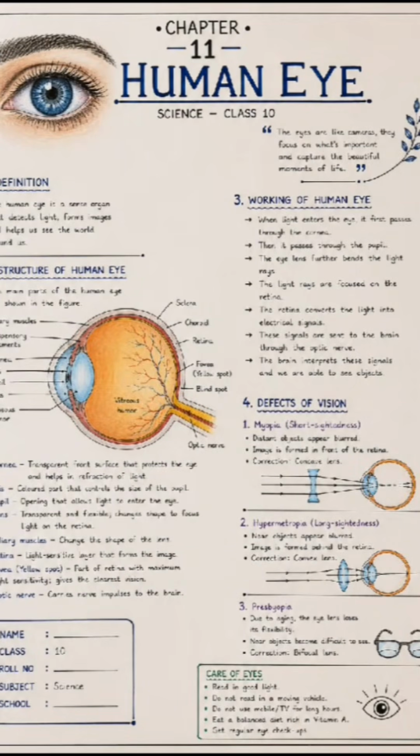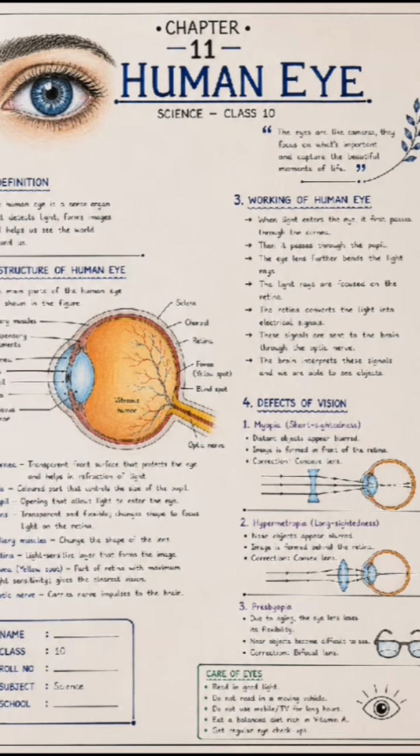1. Definition of human eye. The human eye is a natural optical instrument and a sense organ that enables us to see objects around us. It detects light and converts it into electrical signals, which are sent to the brain for interpretation. Definition: The human eye is a light-sensitive organ that helps us see by forming images of objects on the retina and sending visual information to the brain.